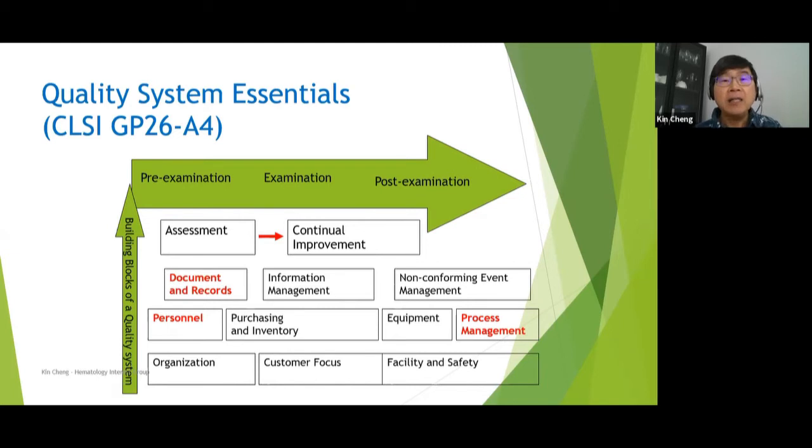So I'm highlighting in these four case studies that three things will be highlighted: personnel, document and records, and process management, plus maybe a little bit of the equipment. For the equipment, we'll talk a little bit about equipment limitations and all that stuff.